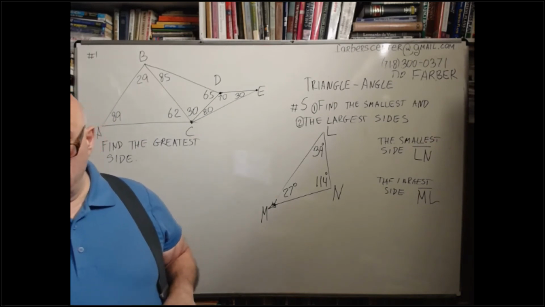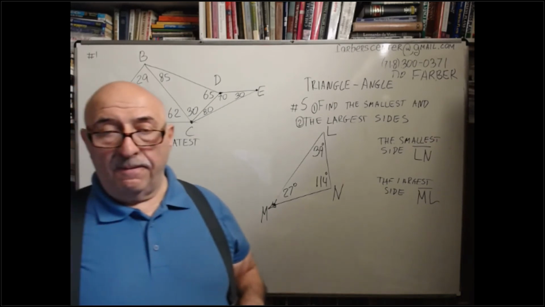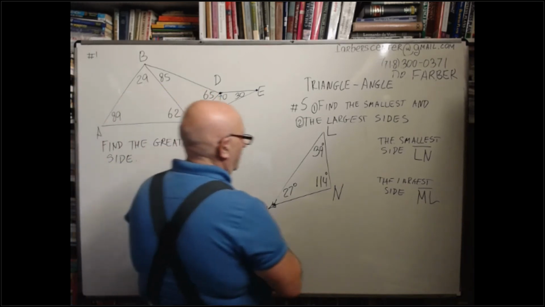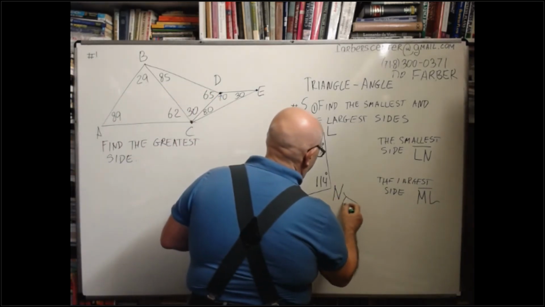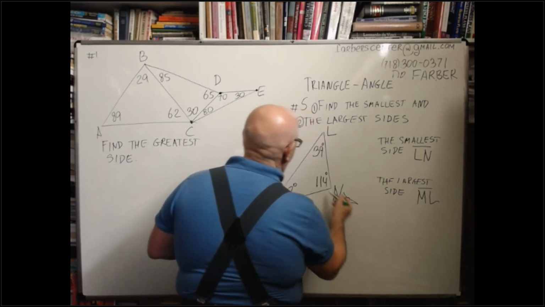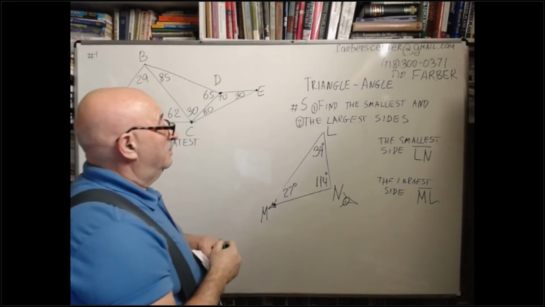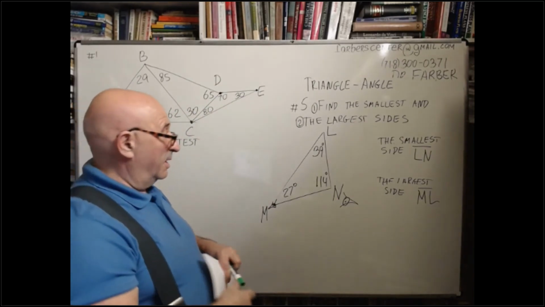Ask me more questions if you have any. And for the largest side, the opposite of N is ML. Now your eye is over there. Big eye, you look in this, opposite is ML. So easy. Thank you. Ready for number 5?